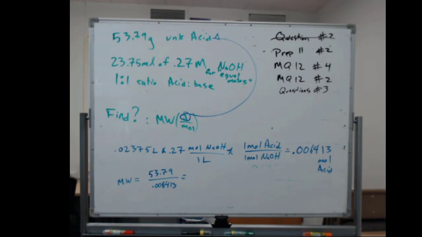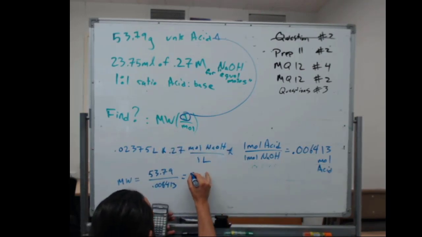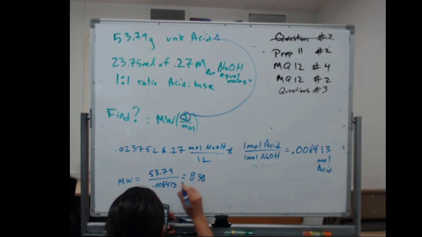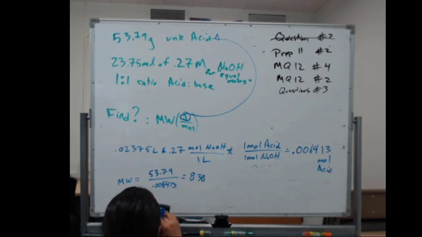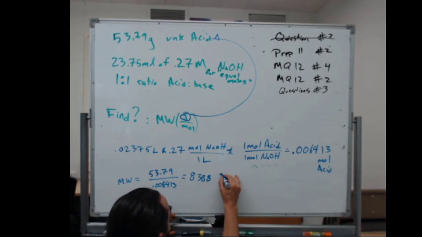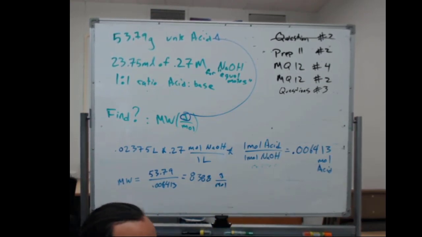My 6 looks weird, but that's okay. Inverse times 53.79. Wow, okay. Huh. That is a really high molar mass. Yet at the same time, it's correct.